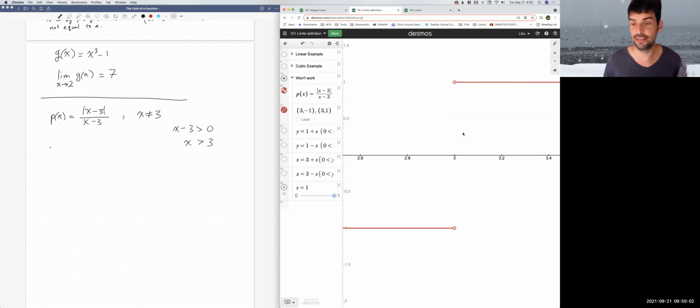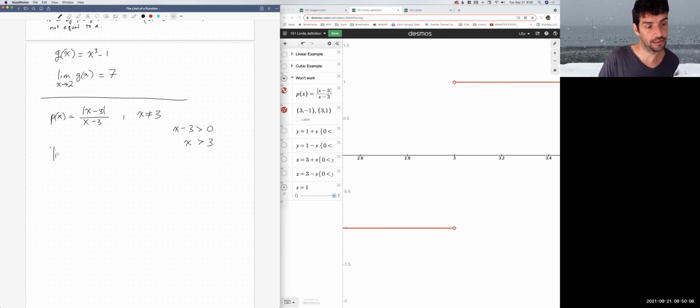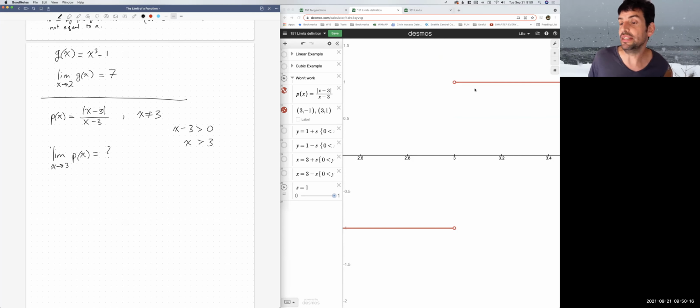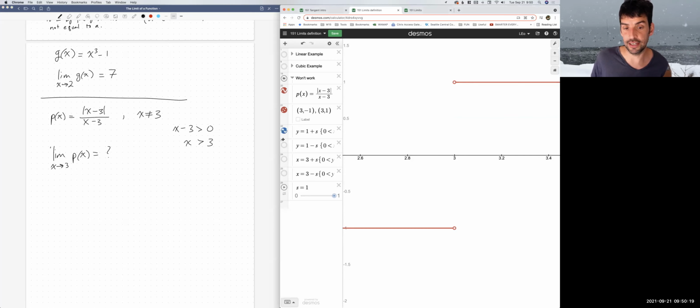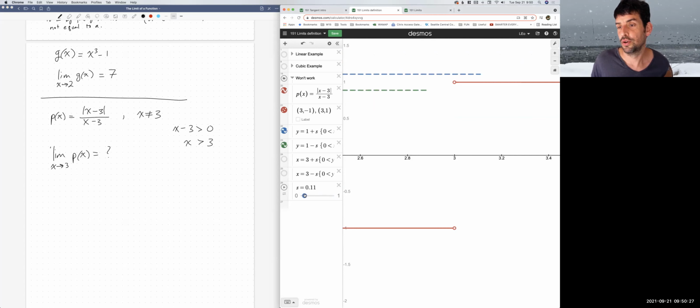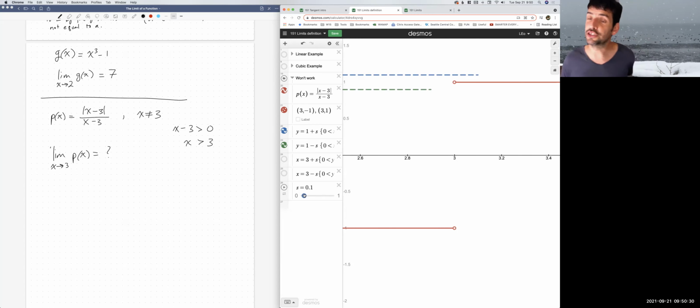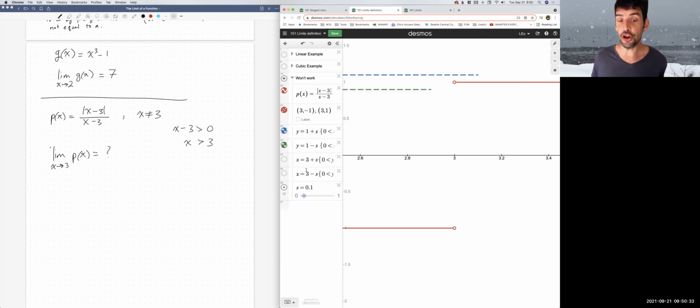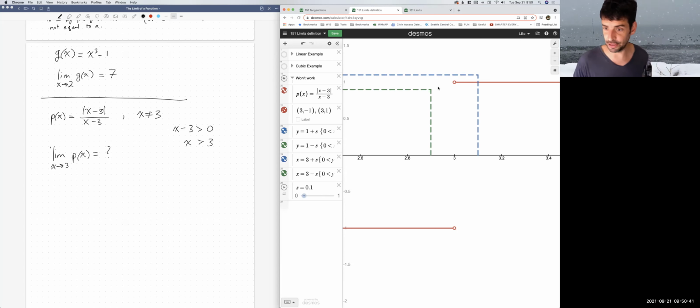So now, what if somebody makes that challenge? What is the limit at x equals 3? Can we take the limit as x goes to 3 of this function? Well, what might we take as the limit? If, for instance, we decide that the limit is 1, as the function appears to be 1 on the right, there's no way we can keep the function values close to 1, because as soon as we get below 3, we jump all the way down to negative 1. So this is a bit confusing.